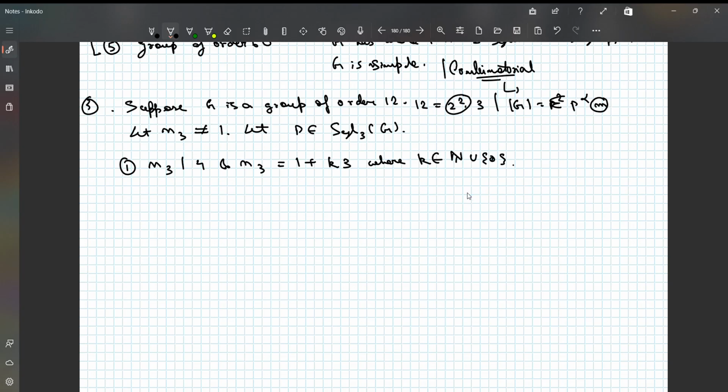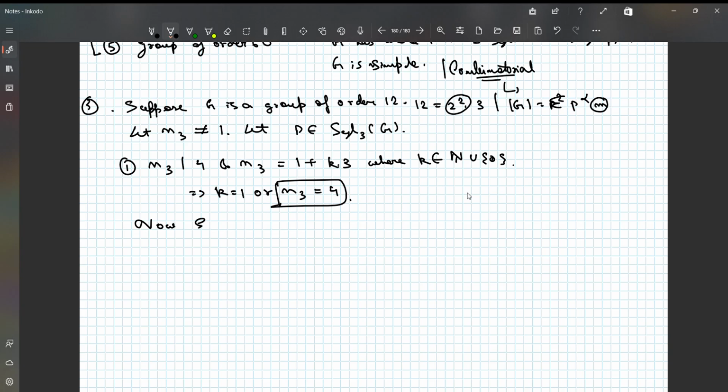Okay, these come from the Sylow third theorem precisely, but the only possibility when N3 is not equal to 1, N3 divides 4 and N3 is of the form 1 plus 3K is that K equals 1, or N3 is precisely 4. Okay.